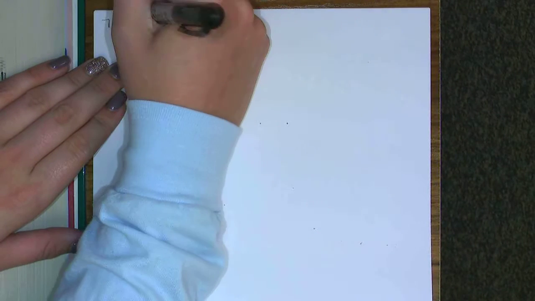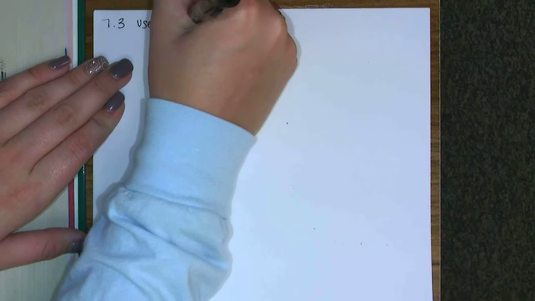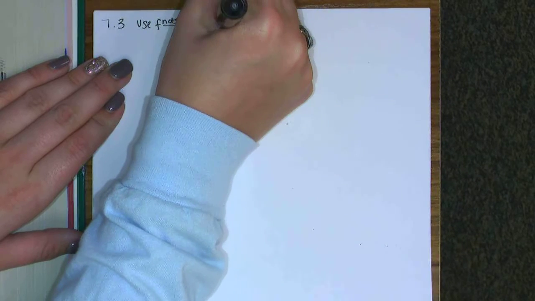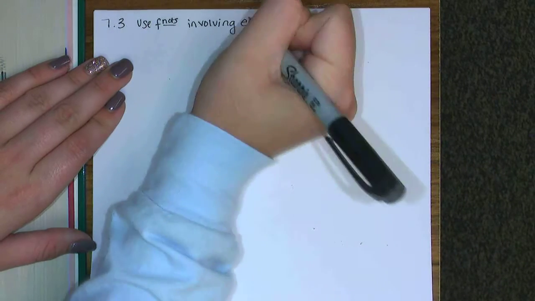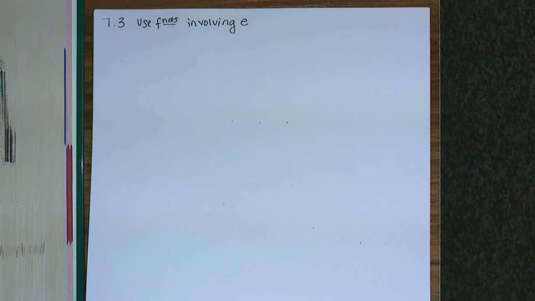This is going to be 7.3, and it'll be another relatively quick section, honestly, so we'll just jump right in, get through it as quickly as possible. 7.3, use functions involving e. And that's a lowercase e, it has to be lowercase, because it's a number, much like pi.